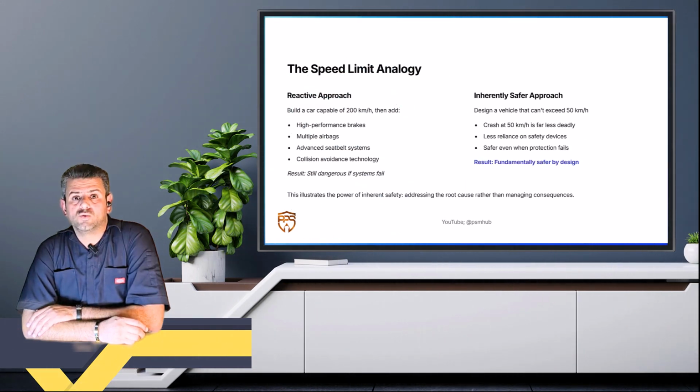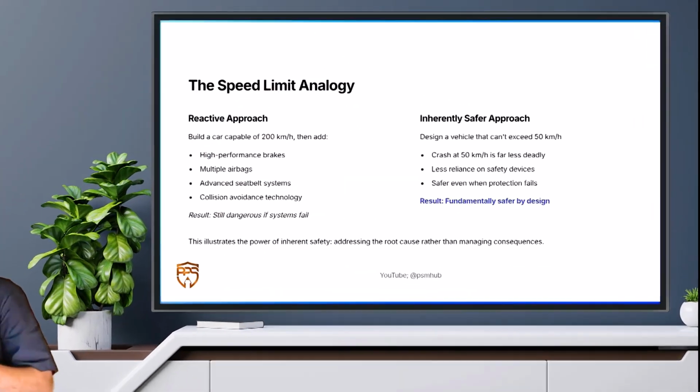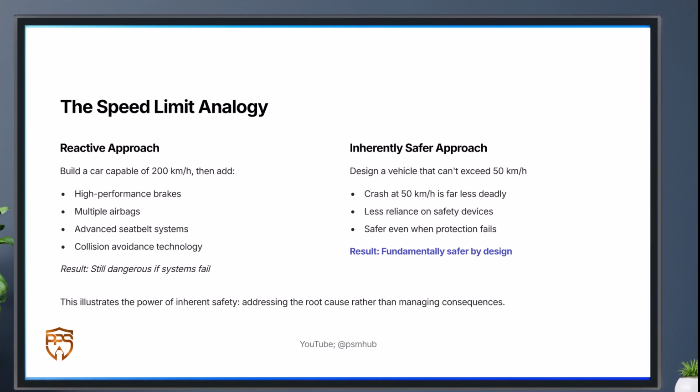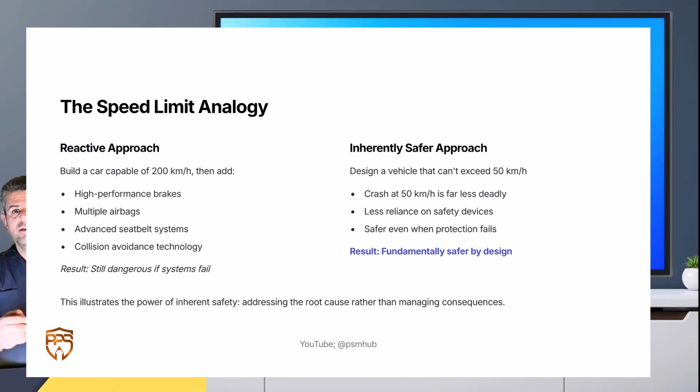Driving a car at 200 kilometers per hour requires excellent brakes, airbags, and seatbelts to manage the high risk. But if you design a car or set a rule that it simply cannot go above 50 kilometers per hour, you've inherently made the situation safer. A crash at 50 is far less deadly than a crash at 200 kilometers per hour, even if all the fancy safety devices fail. It was just an example.